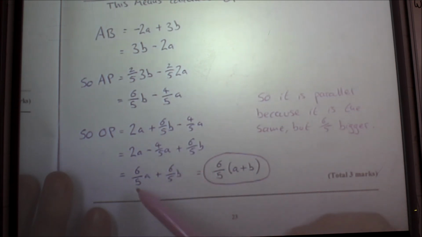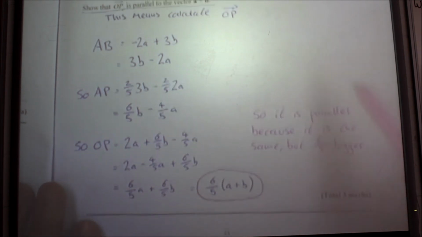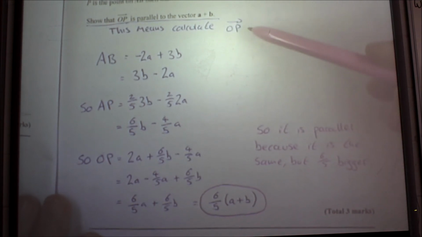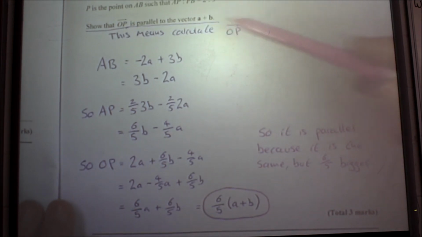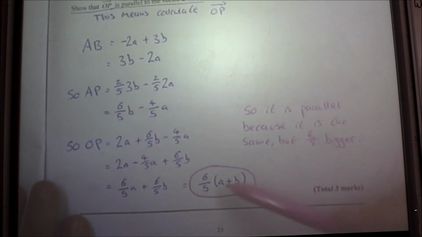So what's common here? 6/5 obviously, so factorise it. 6/5 brackets A add B, and we're told to show that OP is parallel to vector A add B. Well, it must be parallel because A add B is there. It's just 6/5 bigger. So work out OP, and you basically get the marks for that one.